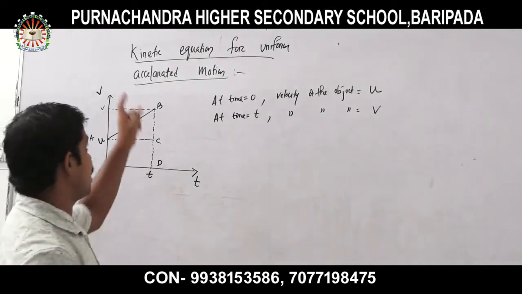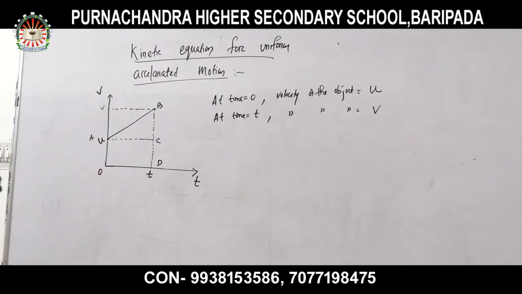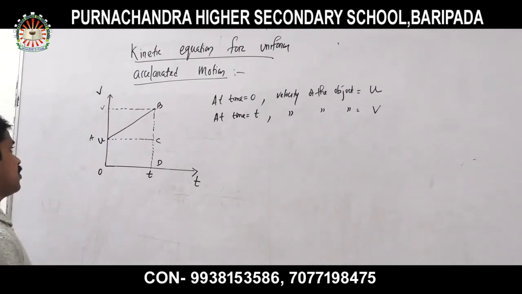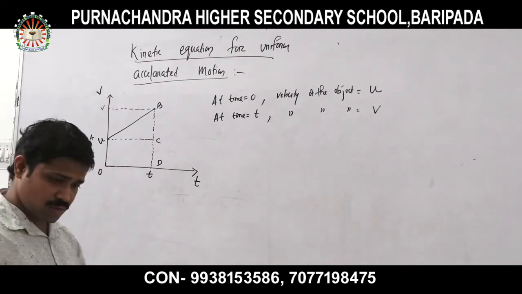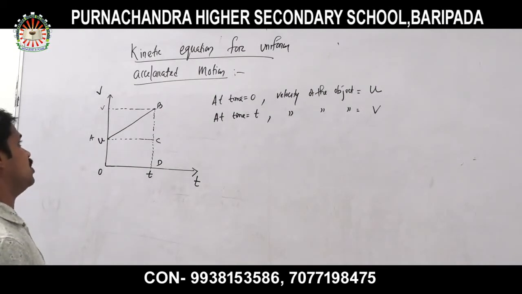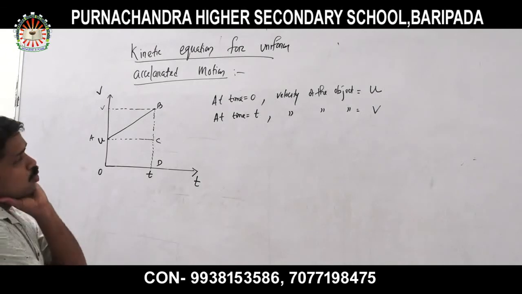So one by one, my aim is to find out the kinematic equations for uniformly accelerated motion. One by one I have to find them out. So first of all, I have to find out the first equation of motion. So for the first equation, what I have to do?